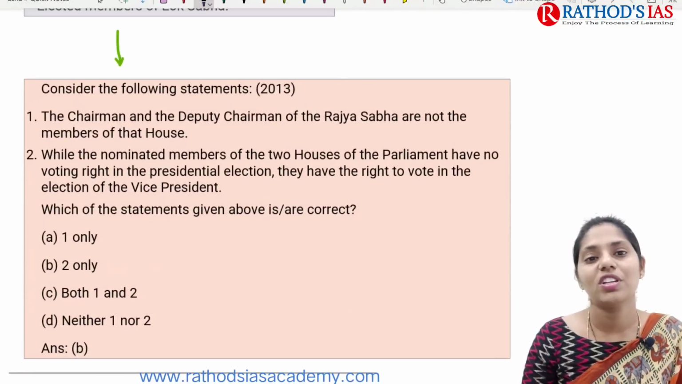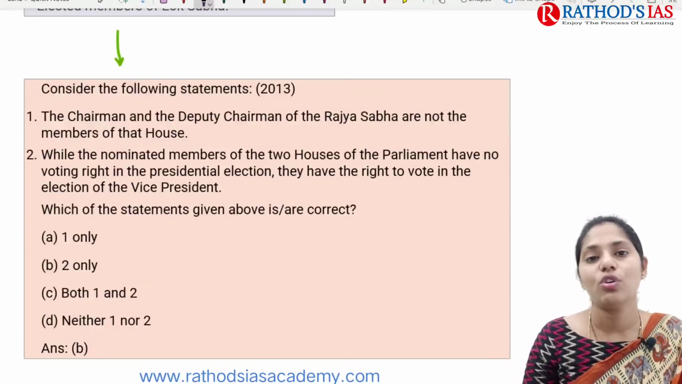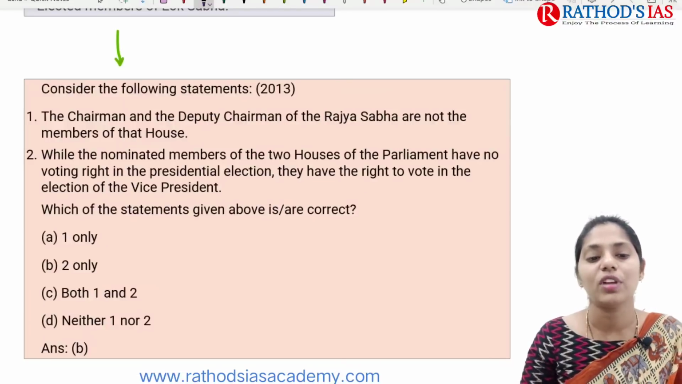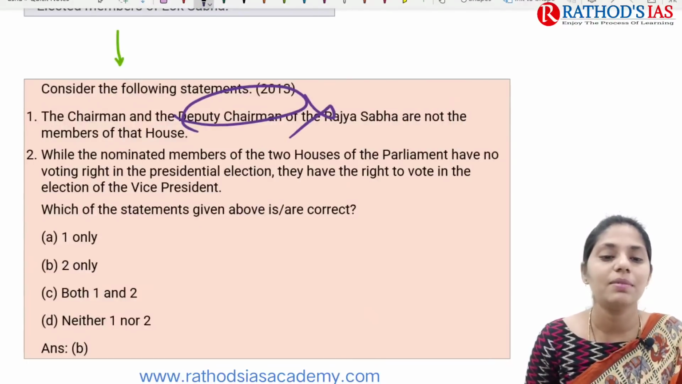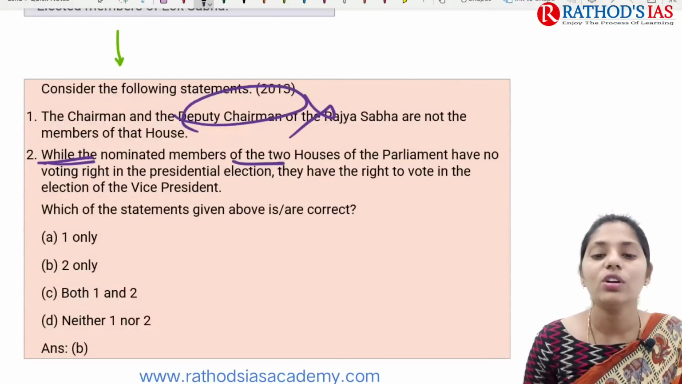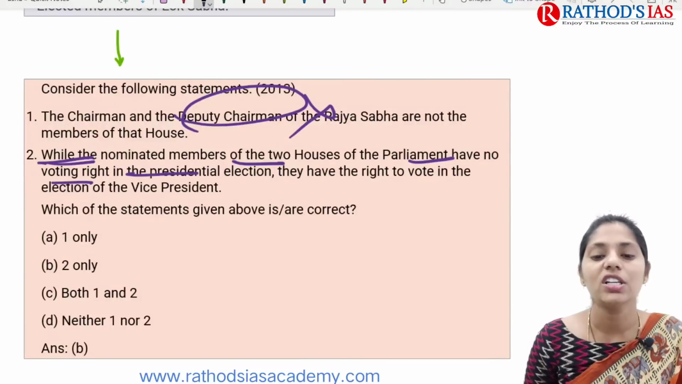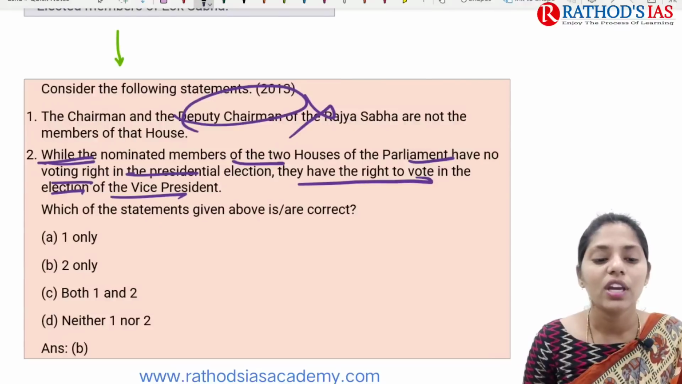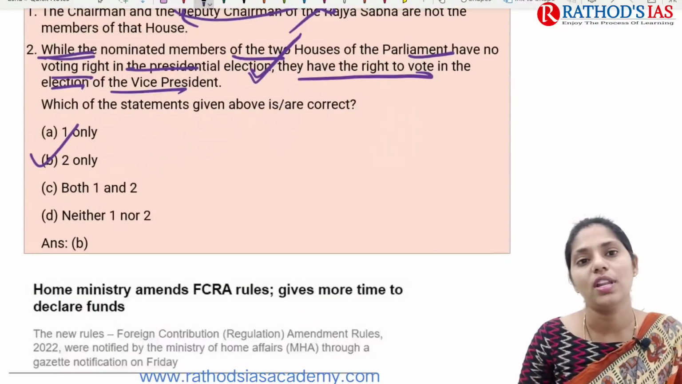And I want to give you one question which came in 2013. The chairman and deputy chairman of Rajya Sabha are not members of that house, but the deputy chairman is a member. So this statement is incorrect. And the next one is, while the nominated members of the two houses of parliament have no voting right in the presidential election, they have the right to vote in the election of the vice president. So this statement is correct. So the correct option is B, 2 only.